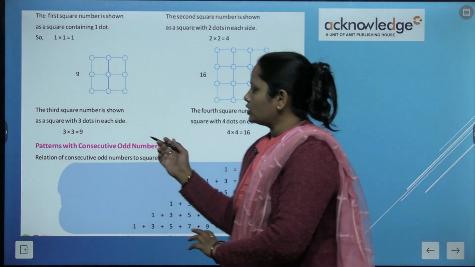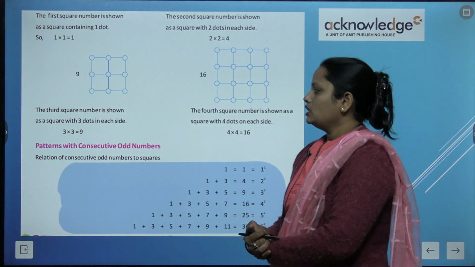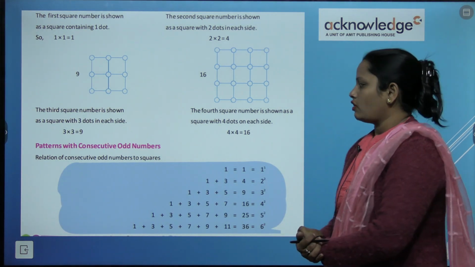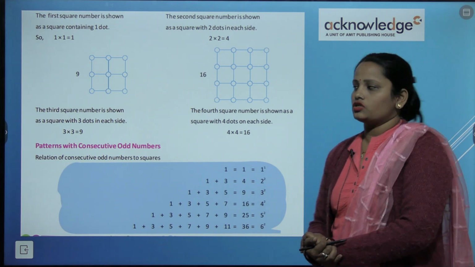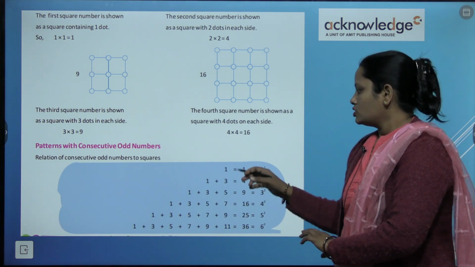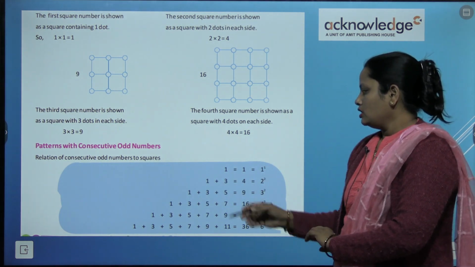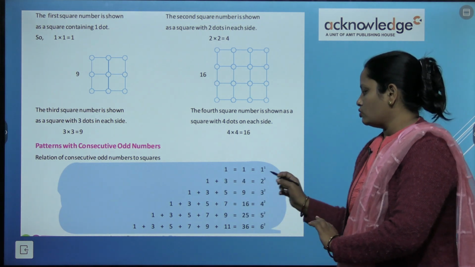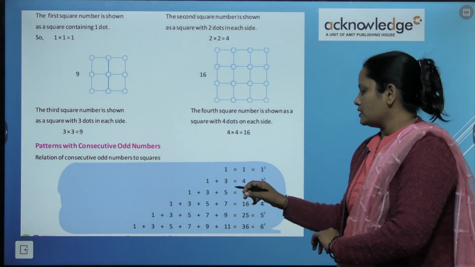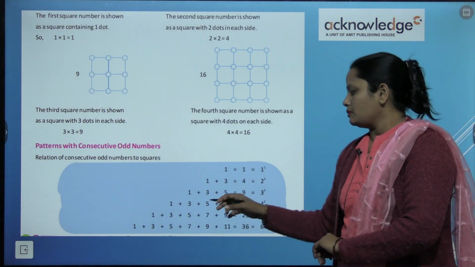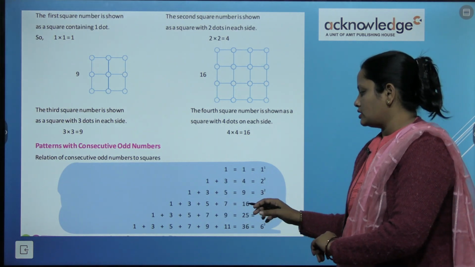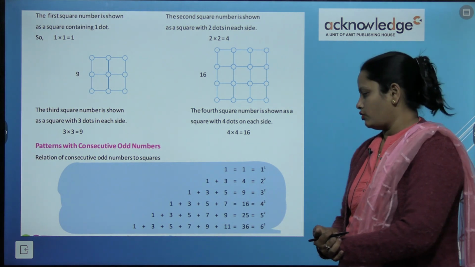So patterns with consecutive odd numbers. Relation of consecutive odd numbers to square. Ab kya relation hai in consecutive odd numbers ka? Let's see. So 1 is written as 1. Now 1 + 3 is 4, which is 2 square. 1 + 3 + 5 is 9, which is 3 square. 1 + 3 + 5 + 7 = 16, which is 4 square.